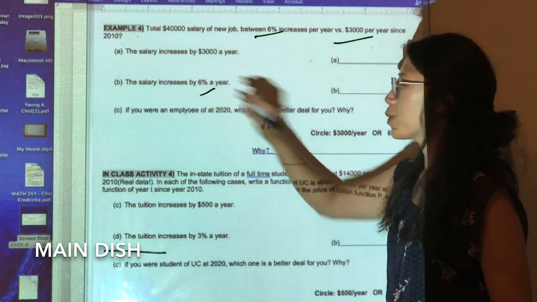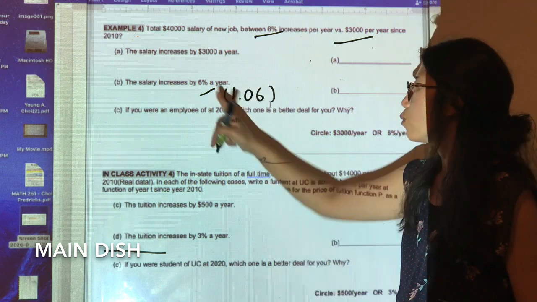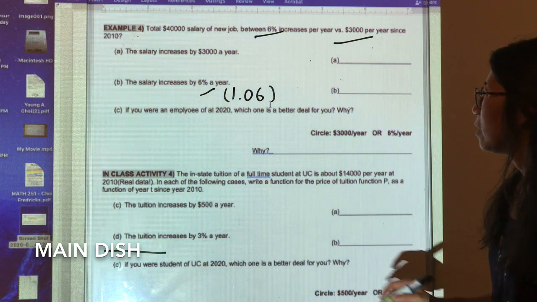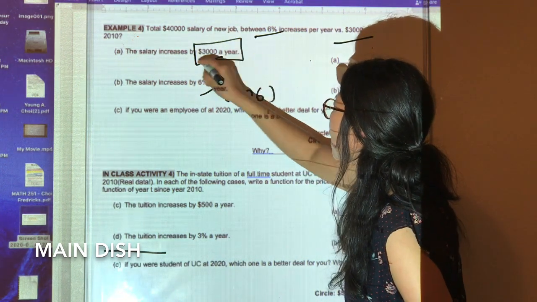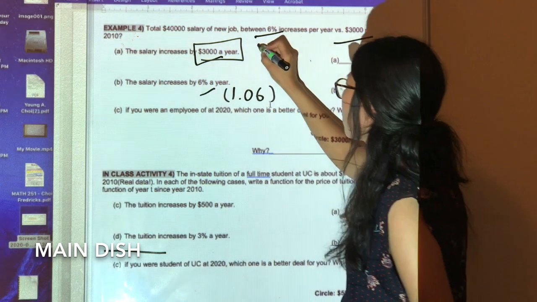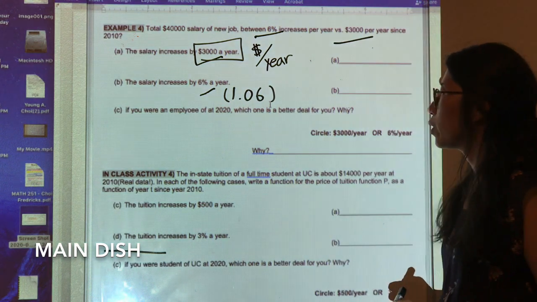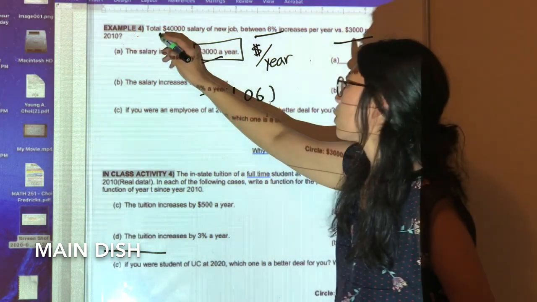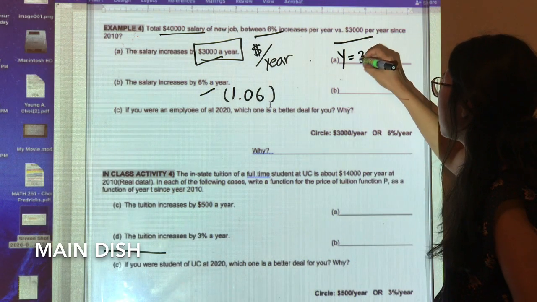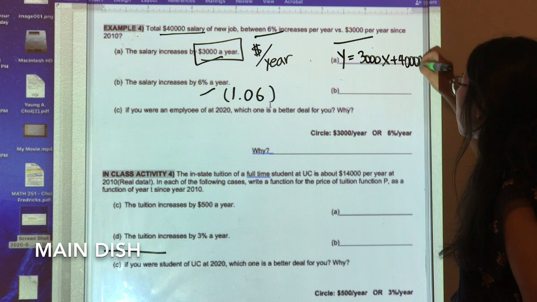As you see, the percent will be represented as 1.06 as your growth factor. It will be your exponential function. So let's set up the equation for A and B. It's increasing $3,000 per year. An easier way to distinguish the slope is that they're always going to have 2 units. In this case, I see $3,000 per year, and then the starting number is $40,000. So my linear equation will be $3,000 per year plus the starting number $40,000.